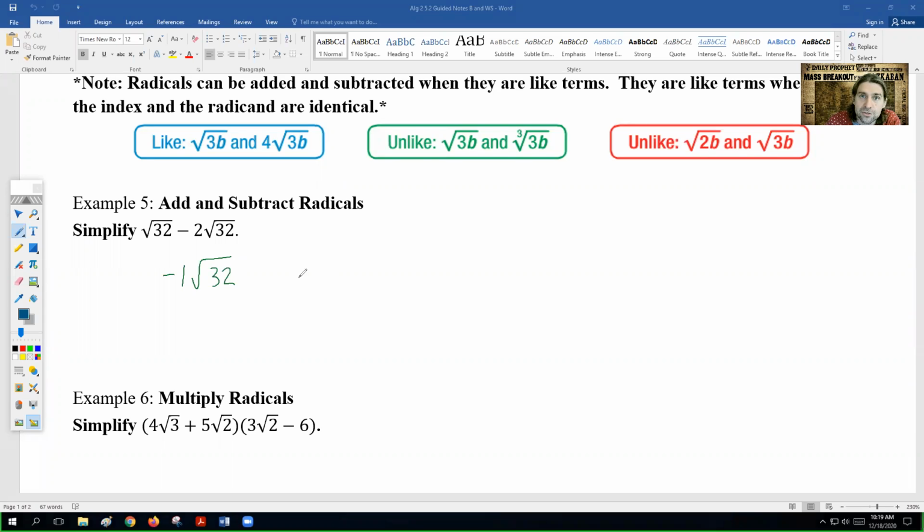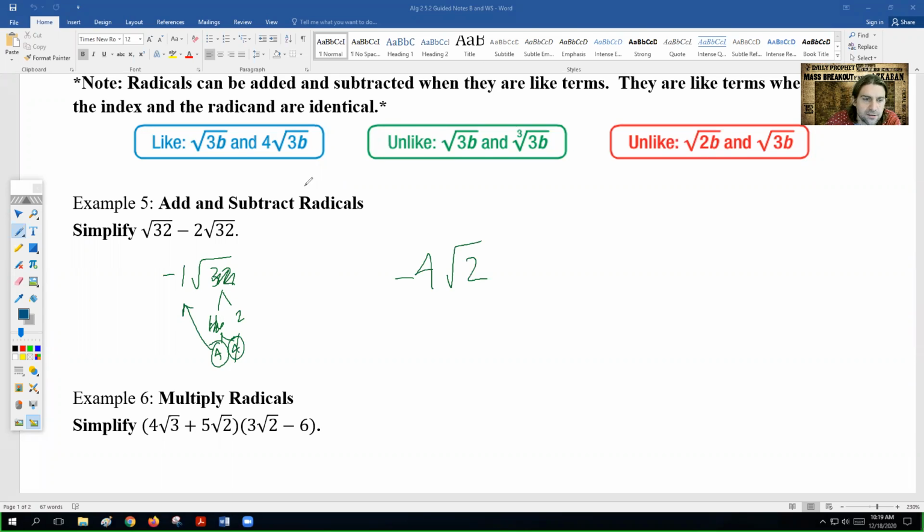The one thing that we should always do, though, is always break down the radicals. And so let's break down radical 32. That's what, 16 and 2, 4 and 4. We could break it down more, but we got a pair of 4s. That's going to go outside with the negative 1. So the final answer would be negative 4 radical 2.